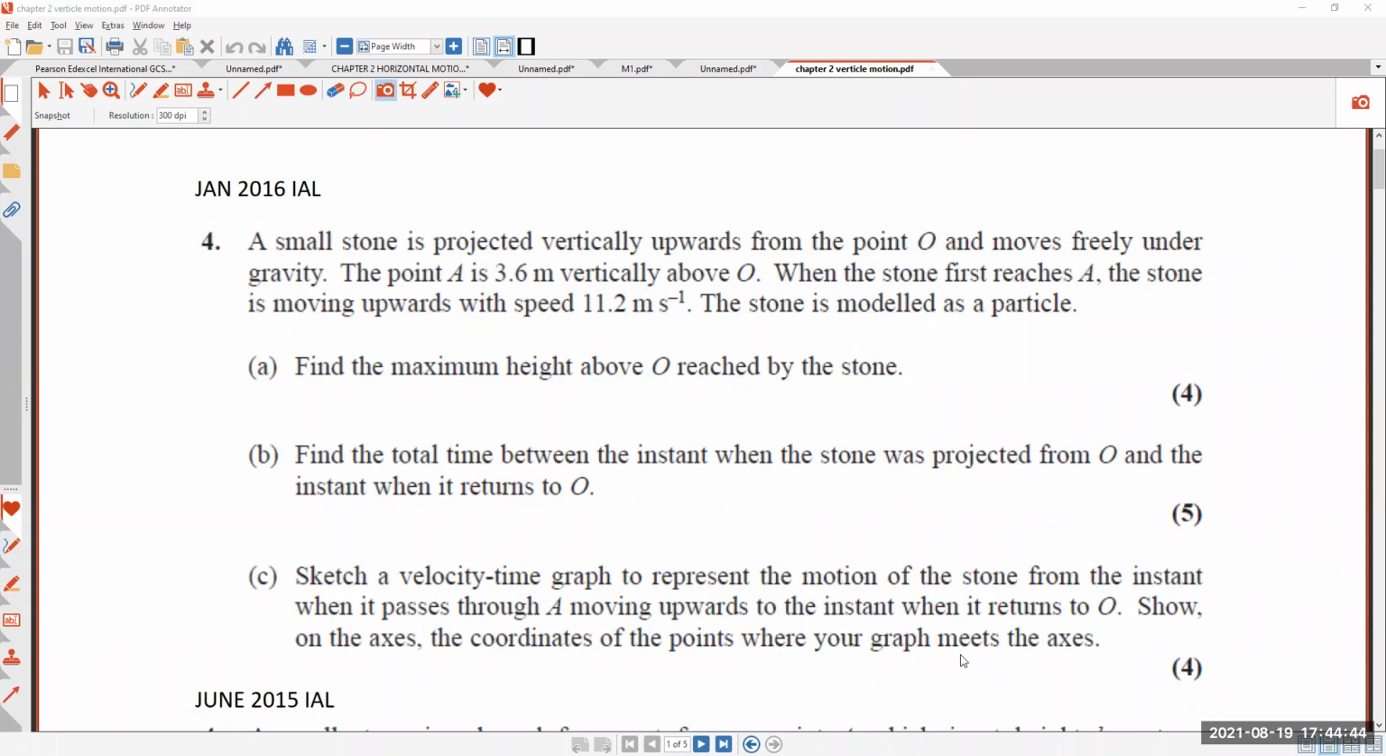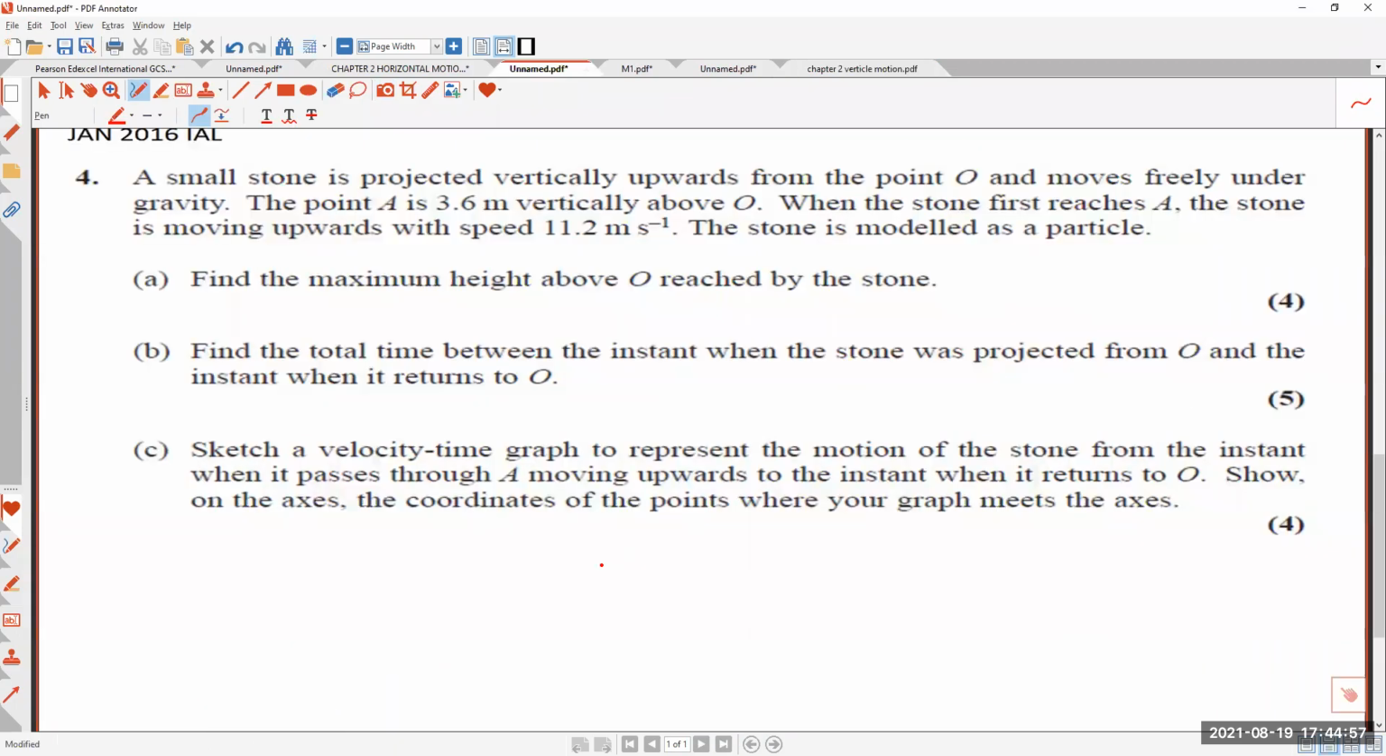Now, a small stone is projected. This is Jan 2016. It is projected vertically upwards from point O and moves freely under gravity. The point A is 3.6 meter above O. Okay, vertically upwards from the point O. Now, this is actually a bit complex situation.